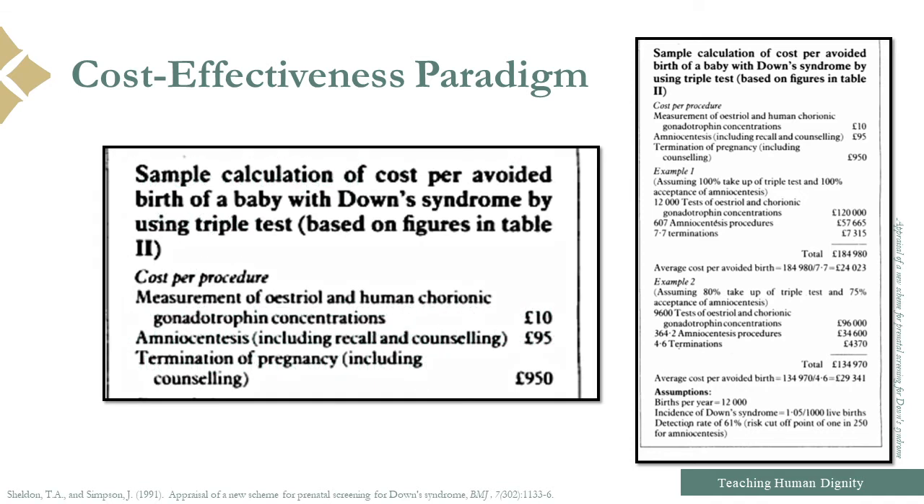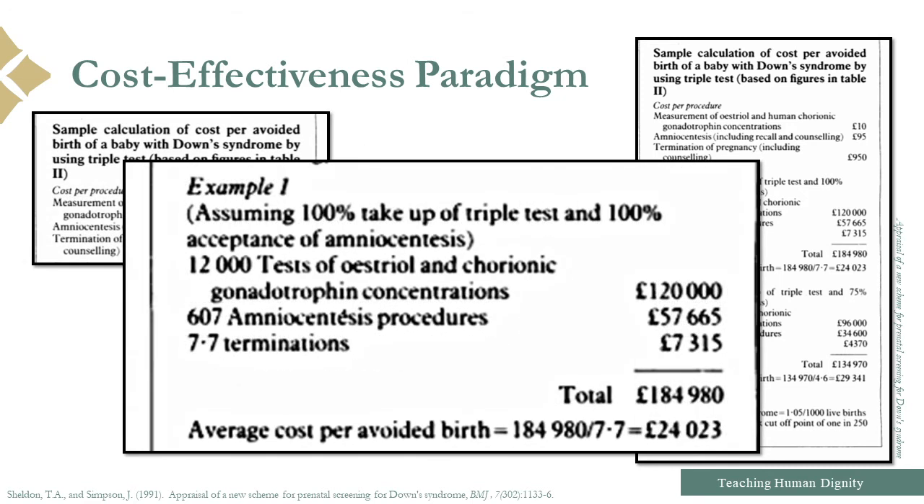On the top is a list of the various procedures that need to be used for prenatal screening. They've listed the screening technique, which was £10, and amnio, which cost £95, and then the cost of abortion and counseling, which was £950. Then all they do is look at a couple of examples. In the first one, they're assuming 100% uptake of these procedures, and that's your optimal scenario. And they just calculate it out.